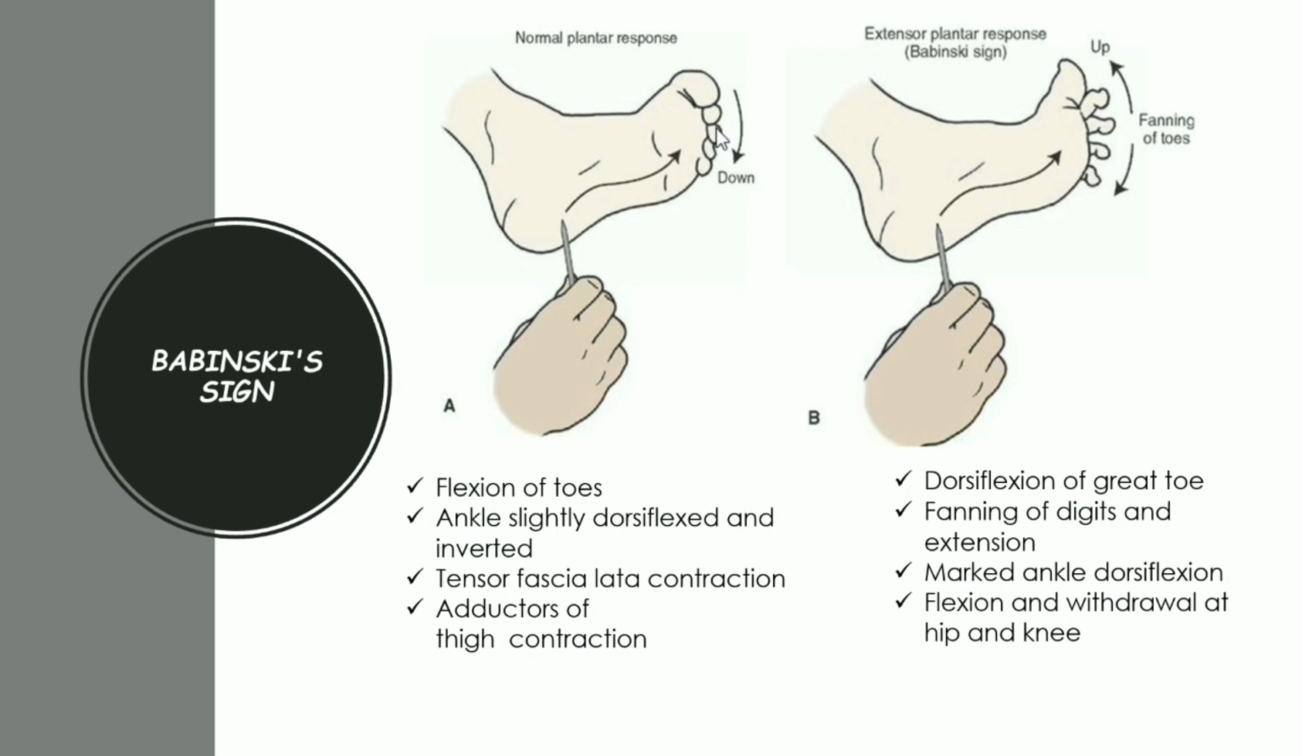So, in a person with UMN lesion, when we are eliciting this plantar reflex, when we are stroking the lateral margin of the foot, what we see is dorsiflexion of the great toe. Other toes, other digits are extended and they will show fanning, that they move apart from each other.